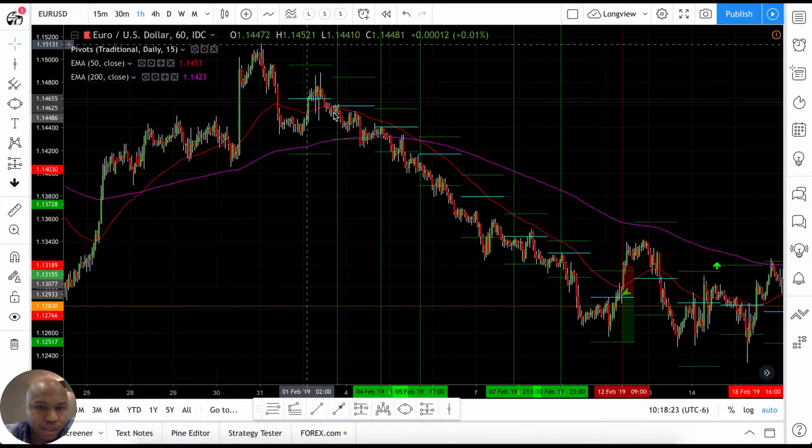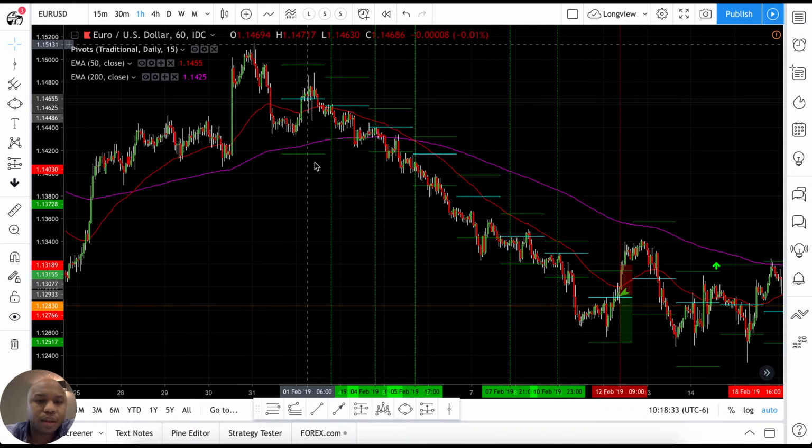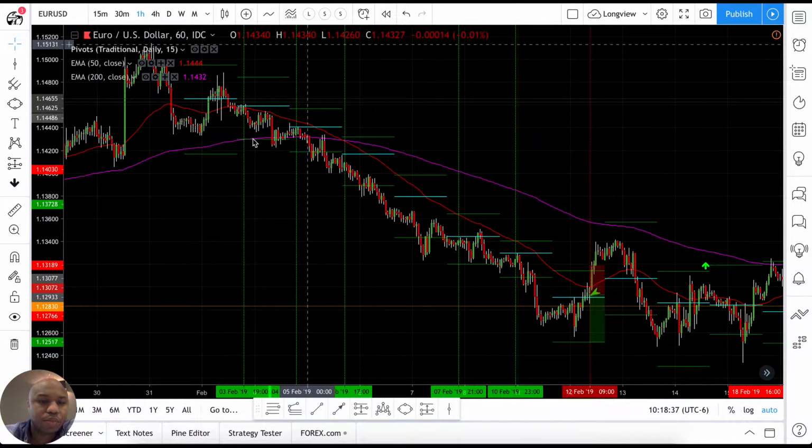We can look and see where we have what we're looking for is a 50 EMA. This is the 1 hour chart, by the way. 50 EMA and the pivot line crossover. They converge with one another. Price action touches on the blue line, which is the pivot, and that would trigger my entry.